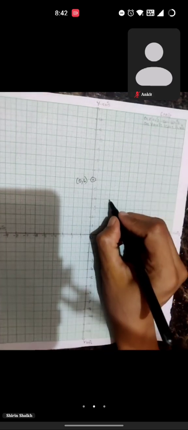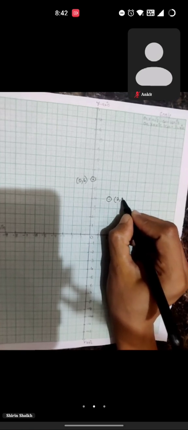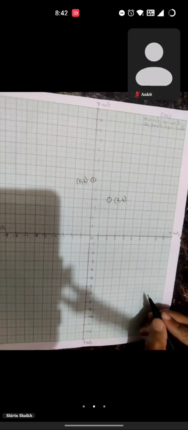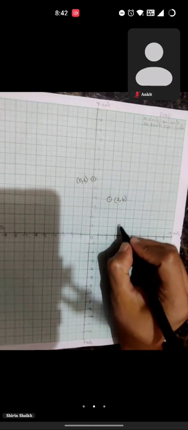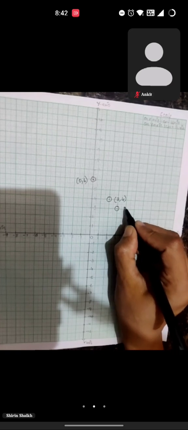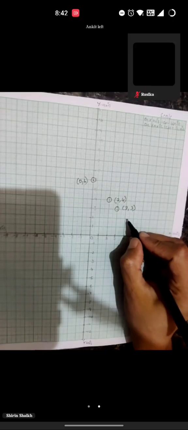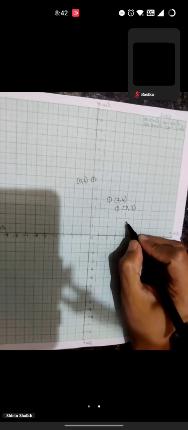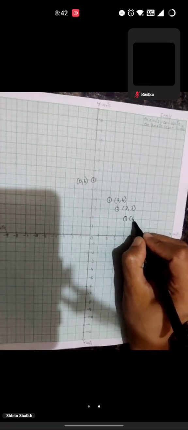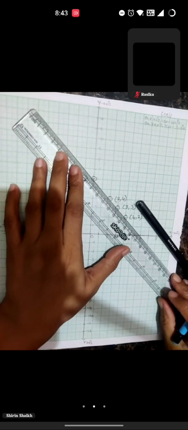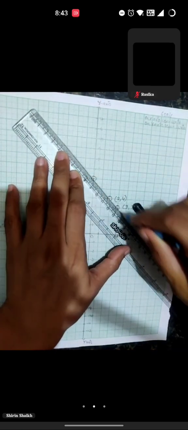Second is 2, 4. So on the x-axis 2 and on the y-axis we have to go to 4. So 2, 4. Next 3, 3. On x it is 3 and on y also 3. So the point is 3, 3. Next is 4 and 2. On x it is 4 and on y it is 2. So 4, 2. Now take a scale and you have to draw a line where all these 4 points are meeting.